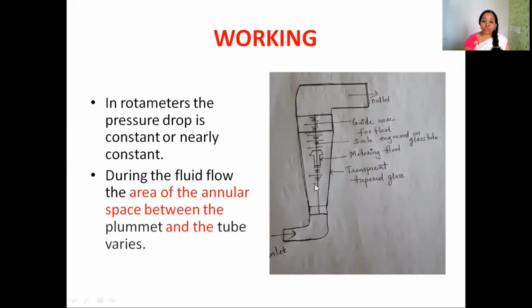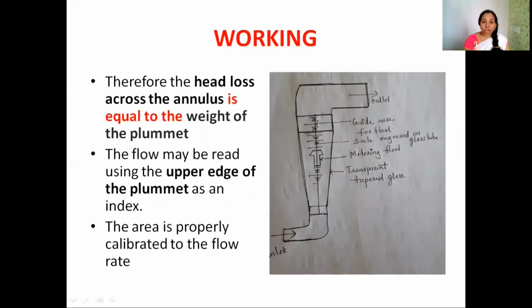During the flow of liquid through this tapered tube, the annular space between the plummet and the tube may vary, depending upon the area of the tube. So the head loss across the annulus is equal to the weight of the plummet. We can read the area of flow using the upper edge of the plummet as an index. So we can measure the area of flow and this area of flow is then calibrated into flow rate. So this is the working procedure that is involved in rotameter.